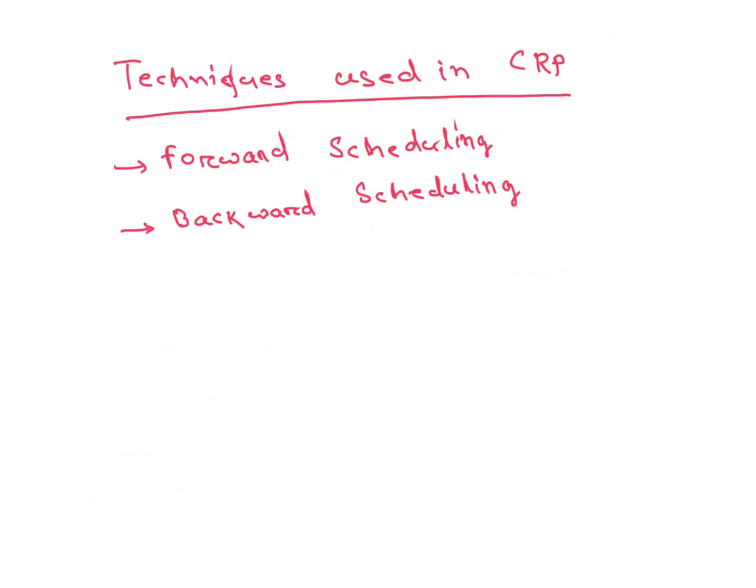Then techniques used in CRP. This one is also asked in so many examinations. Techniques are forward scheduling and backward scheduling. In forward scheduling, you will start from your starting time, and in backward scheduling you have to start from the finish end. Your start end and finish end. If you go from the start end, then it is forward scheduling, or if you start from the finish end like this, then it is backward scheduling. That is the main difference.